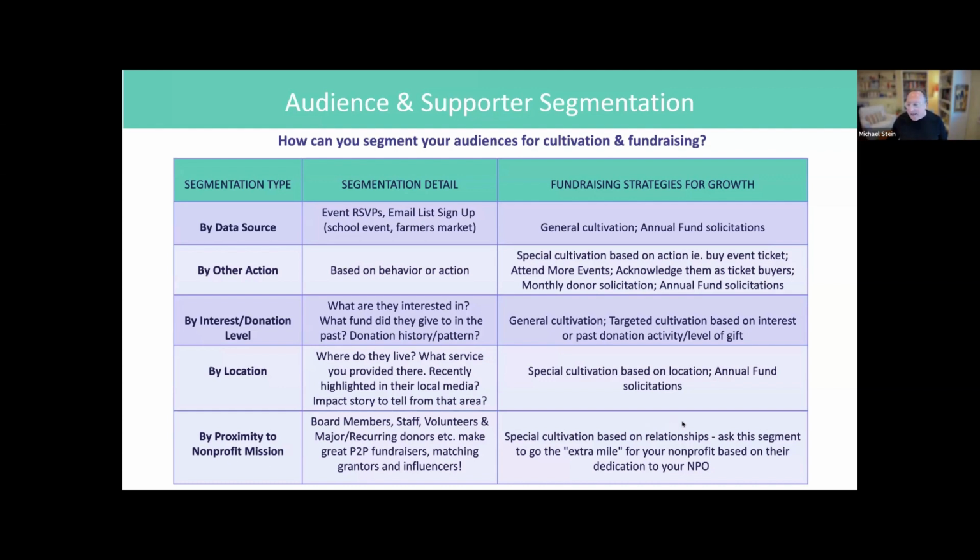Again, with this proximity, those types of people who are very, very close to you, you can often ask these folks to really go the extra mile for you. They often will lean in a little bit more, whether it's making an extra donation, helping out at an event, or helping you spread the word about an appeal that you're doing. So these are folks that you can really lean into a little bit more.